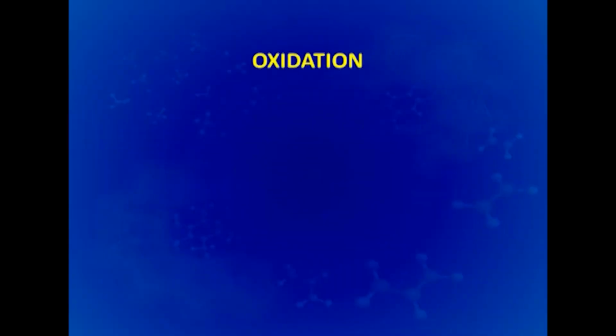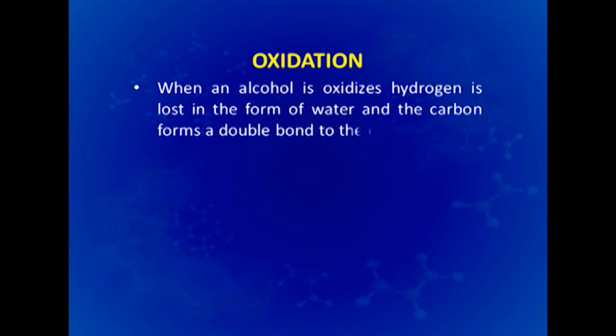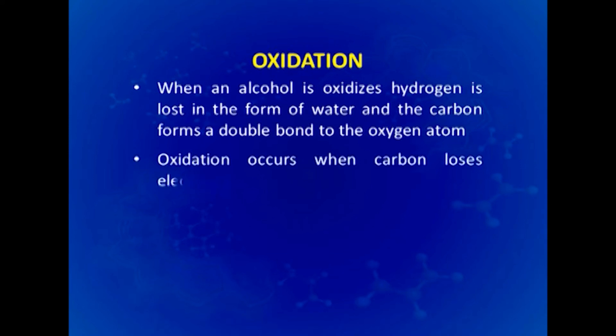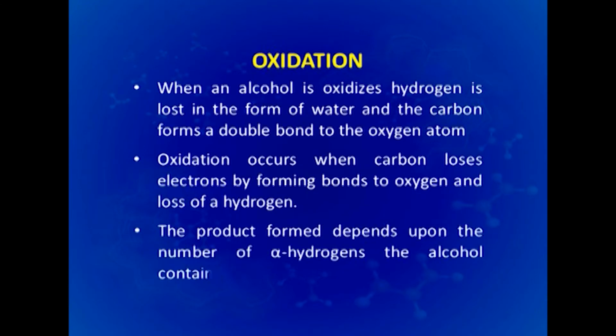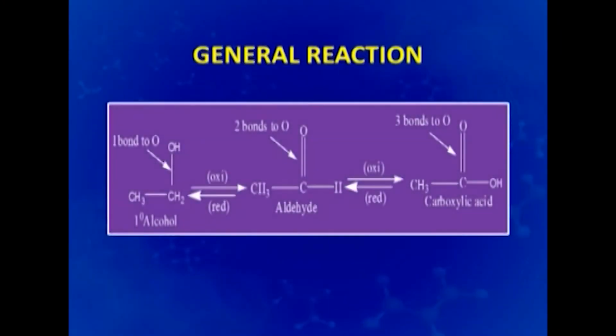And basically these are the main important characteristic features of oxidation. When an alcohol is oxidized, hydrogen is lost in the form of water and the carbon forms a double bond to the oxygen atom. Oxidation occurs when carbon loses electrons by forming bonds to oxygen and losing a hydrogen. And the third one is that the product formed depends upon the number of hydrogens the alcohol contains. So, now we will take the example of the general reaction, that is the primary alcohols. In the beginning there is only one carbon-oxygen bond, which on oxidation gives rise to aldehydes, which contain two carbon-oxygen bonds, which on further oxidation gives rise to carboxylic acid, which contains three carbon-oxygen bonds.